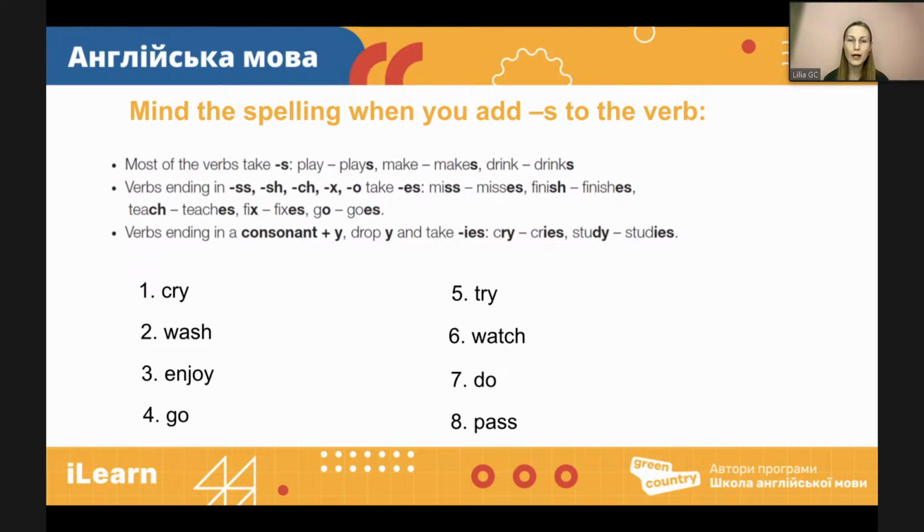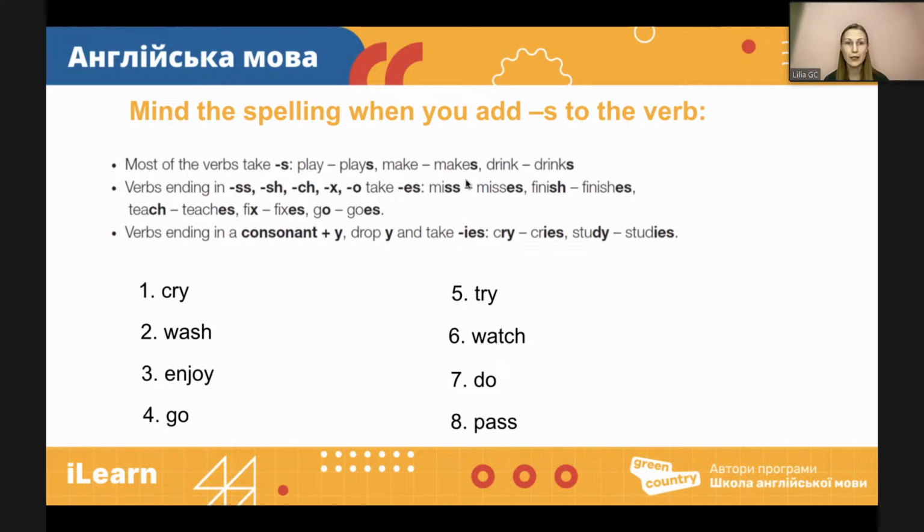So here we have some spelling rules. I'm pretty sure you know them, but just in case, let's check. So most of the verbs just add s if it's third person singular. I mean after he, she, right? But if the verb ends with double s or sounds sh, ch, x, o, we add es ending, like finish, he finishes, teach, she teaches, fix, he fixes, go, she goes.